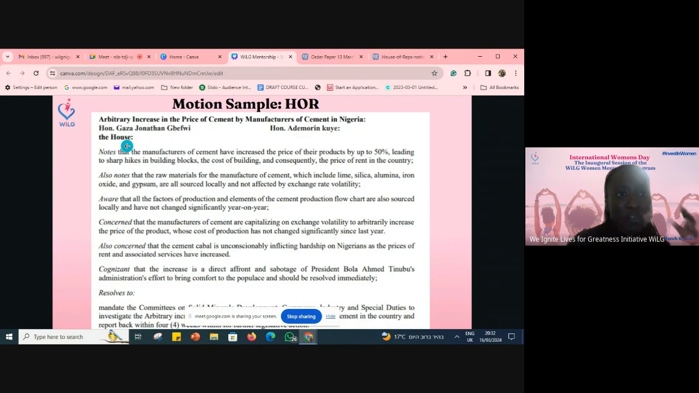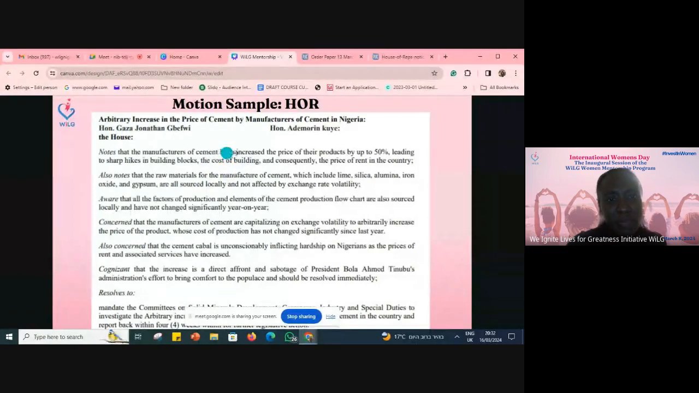So the House, they're informing the House because they're the House of Representatives, but they don't write the full thing. They start with the House and they say notes. So they're telling the House to note that the manufacturers of cement have increased the price of their products by up to 50%, leading to a sharp hike in building blocks and the cost of building, and consequently the price of rent in the country.